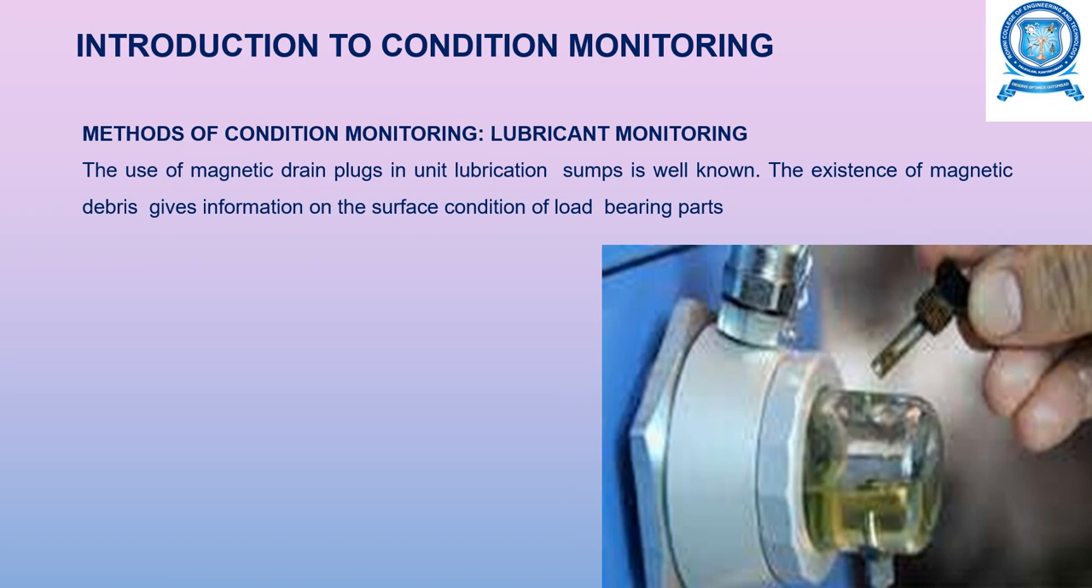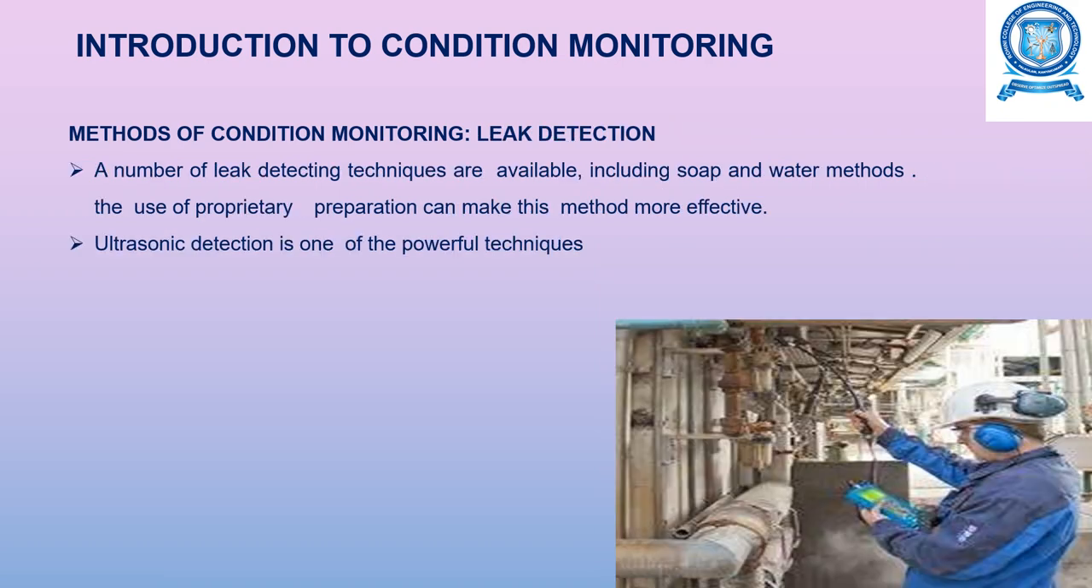And the next method is lubricant monitoring. Here, the use of magnetic drain plugs in a unit's lubrication sump is well known, and the existence of magnetic debris gives information on the surface condition of the load-bearing parts, so that you can identify the condition of the equipment.